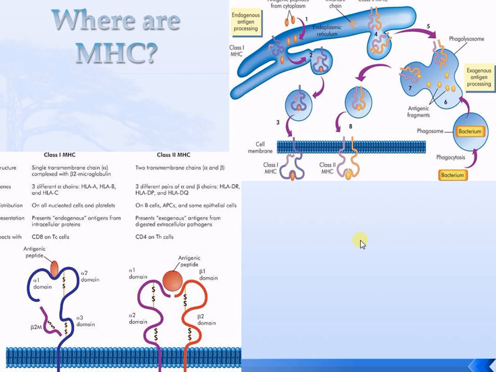So where are MHCs? Number one is they're all over the body. But you have two shapes. You have a class one and a class two. So you look at these class ones, and it reacts with CD8 on a TC cell. It reacts with something called CD8, and I'll tell you why. So it reacts with CD8 on a T cell. The second one, class 2, reacts with CD4 on a TH cell.